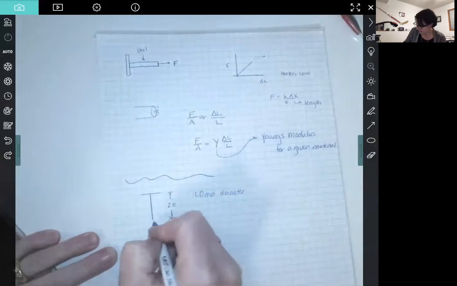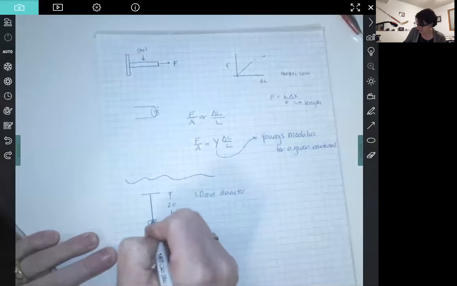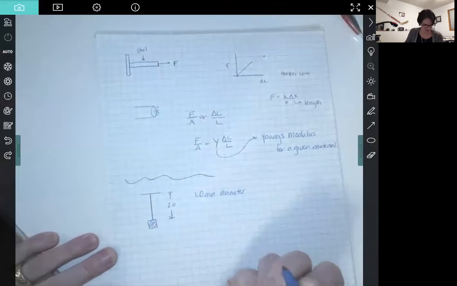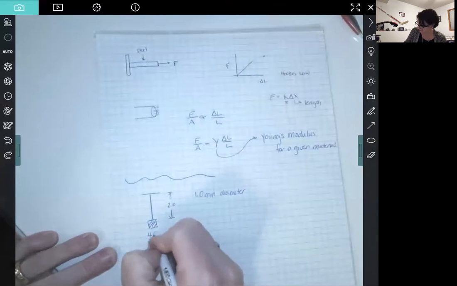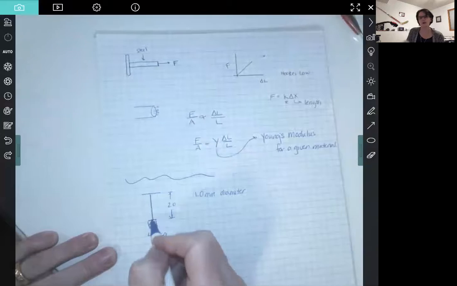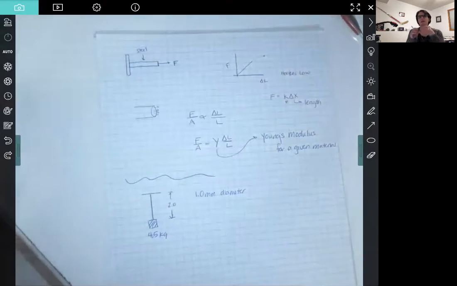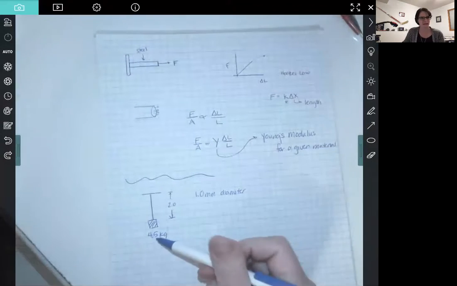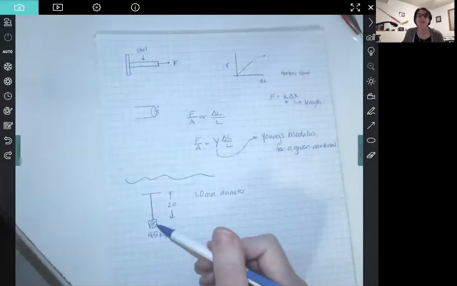Now, I go and I take a mass, and we'll just say that this mass is 4.5 kilograms, and I hang it on this wire. Now, we know at the molecular level that this wire is stretching just a little bit as we hang that mass.